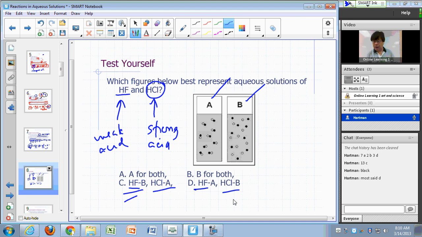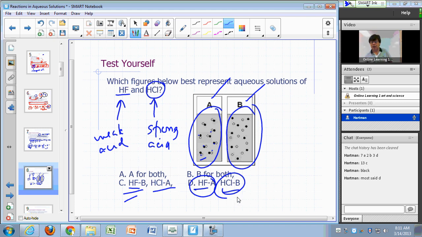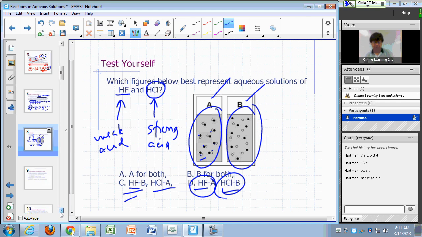Most said D. HF is A, very good, and HCl is B. So this is completely ionized. All the molecules are broken up into ions. Here, most of the molecules are still intact. There's a very, very small fraction of those HF molecules that are actually broken up. That's why I drew it like this. There isn't any molecule that's actually broken up in this figure, because I've only got 9 molecules in there. If you've got billions of molecules in there, then you might have maybe thousands of molecules that are broken up into ions. So that's correct.